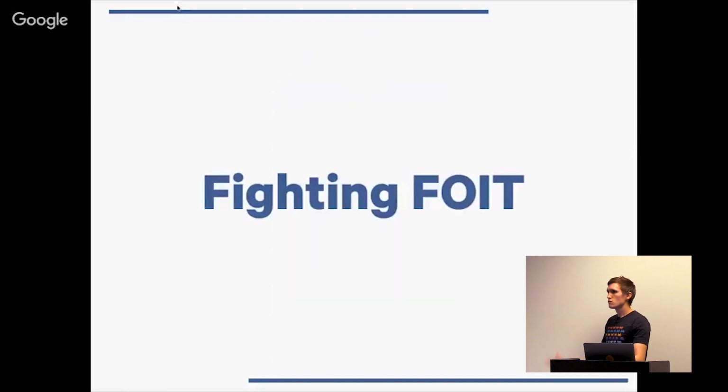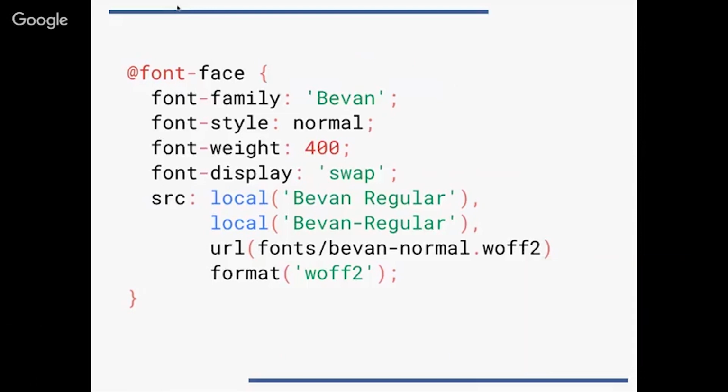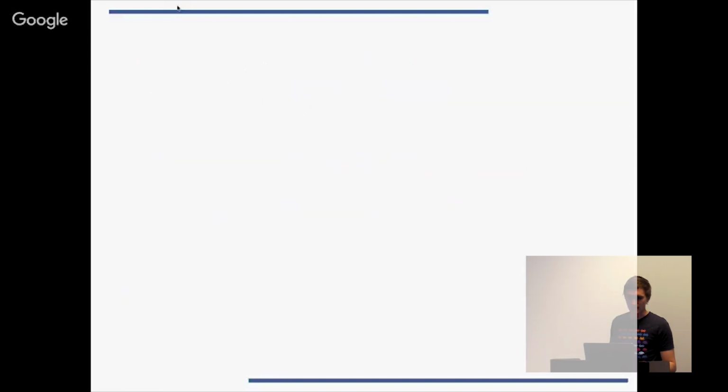So Google Fonts makes this easy, but how do I get past this performance problem? How do I get away from this FOIT? Well, I'm going to start with the easiest way you can do this. There's a new-ish CSS property called font-display. If you have a font rule, the font family being Bevan, all that stuff, you can see there's a new thing we've added called font-display, and we've used a value of swap. With that one line, it gives me a whole lot more control and way better performance.